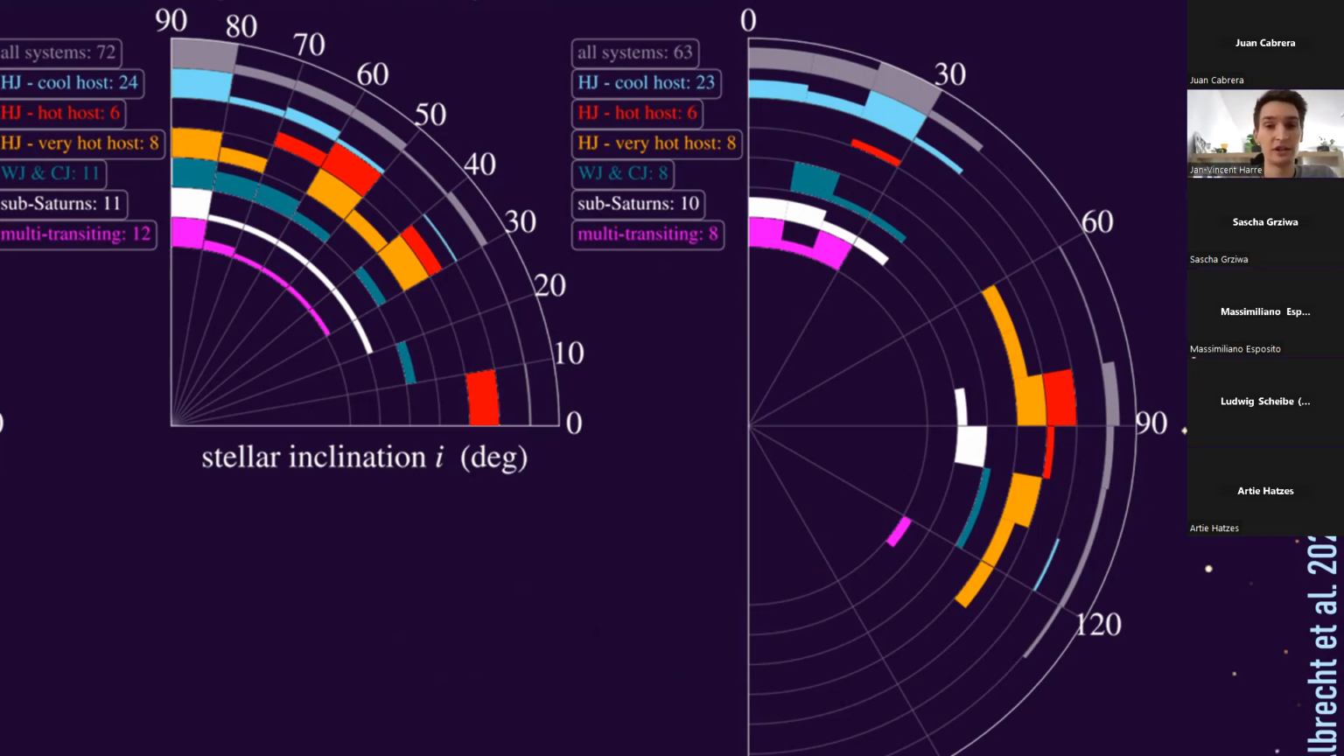And for the warm Jupiters and cold Jupiters, it also seems that most of them are in alignment from the 3D obliquity measurements. However, what I need to mention here is that these are relatively small numbers. So only 23 hot Jupiters orbiting cool hosts, 6 around hot hosts, 8 around very hot hosts, and only 8 warm and cold Jupiters.